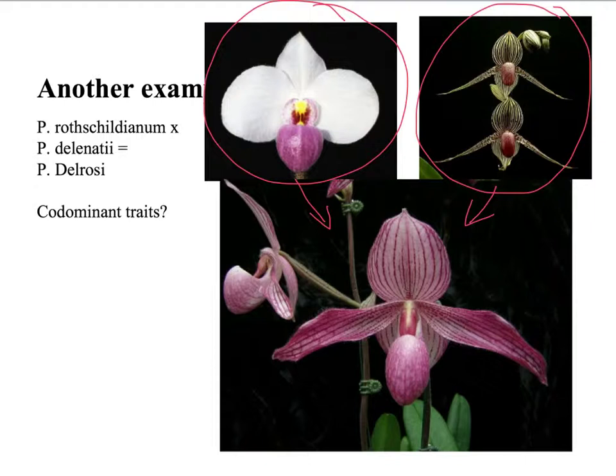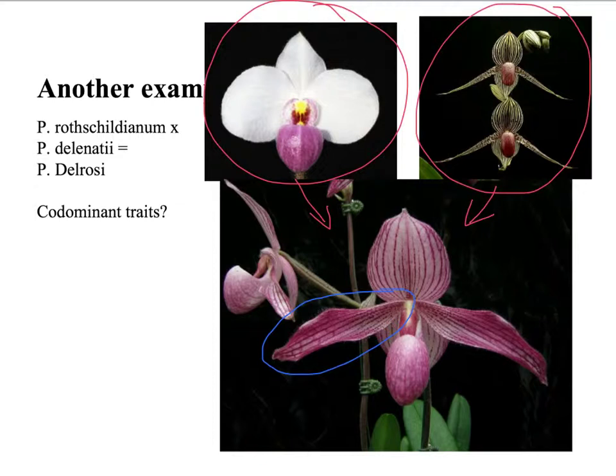If we look at the petals, I'll just use a blue pen. They're not as round as Delanatii's, but they're also not as long and pointy as Rothschildianum's. They're somewhere in between. In this case we would say that we have codominance. Codominance also used to be called incomplete dominance, but codominance really covers more factors. There are a couple of other traits that we can also see that are codominant.